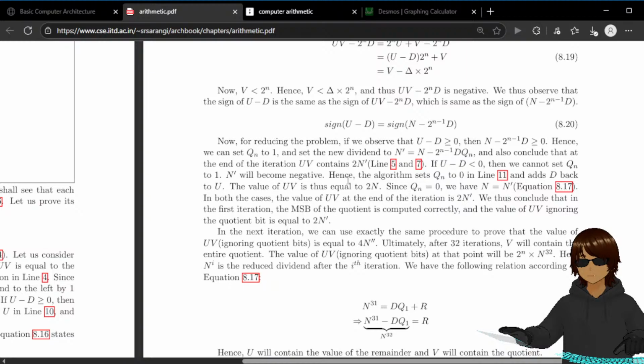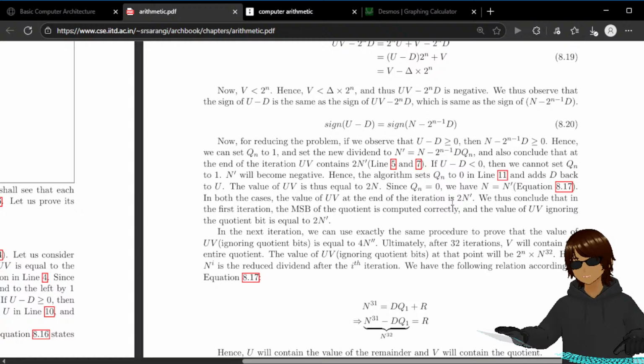Value of uv is thus equal to 2n. Since qn is equal to 0, we have n is equal to n apostrophe. In both cases, the value of uv at the end of the iteration is 2n apostrophe. We thus conclude that in the first iteration, the most significant bit of the quotient is computed correctly, and the value of uv, ignoring the quotient bit, is equal to 2n apostrophe.